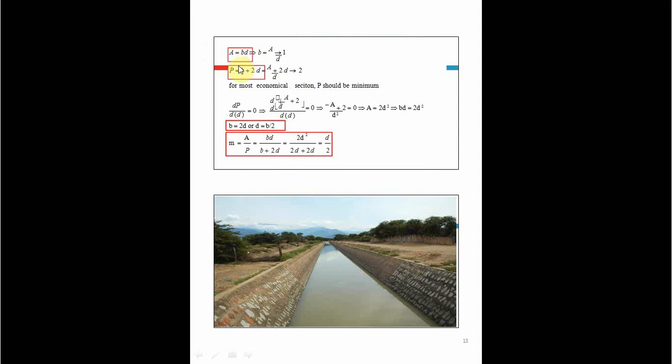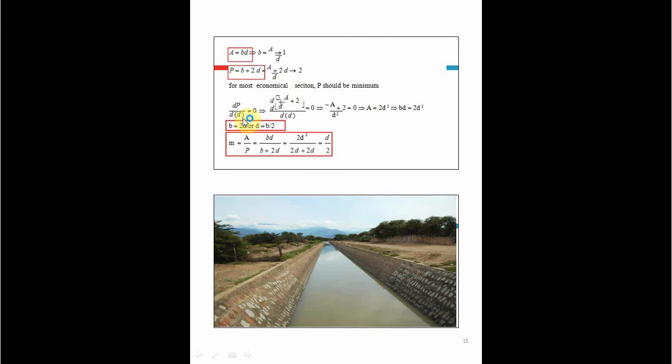Therefore, area equal to breadth into depth. Therefore, B equal to A divided by D. Therefore, perimeter P is equal to B plus 2 times the depth, so A upon D plus 2D, that is equation 2. For the most economical section, P, that is the wetted perimeter, should be minimum.